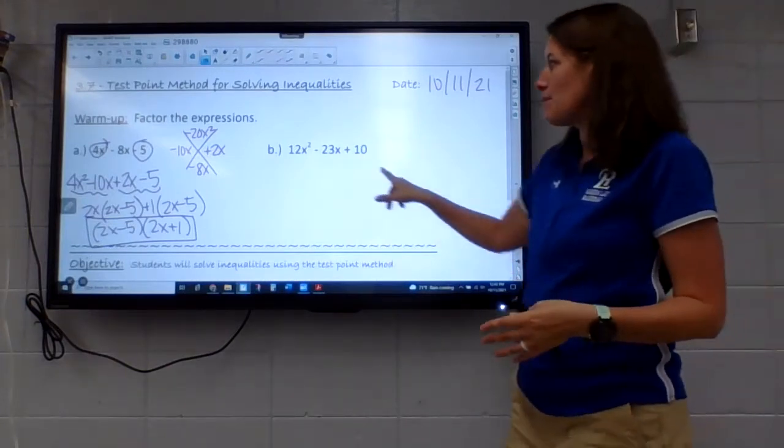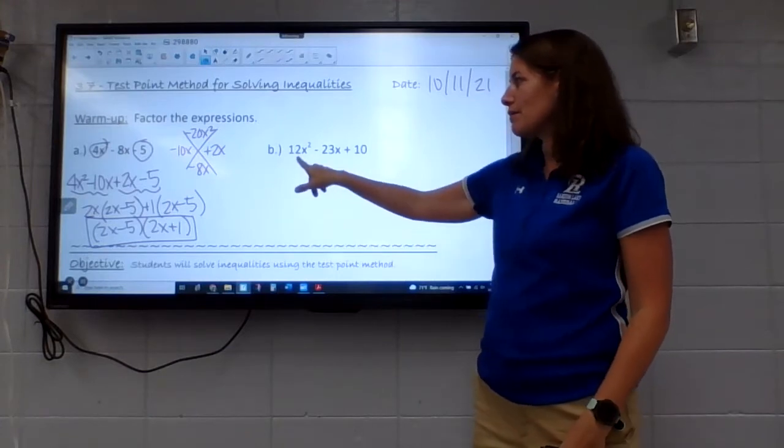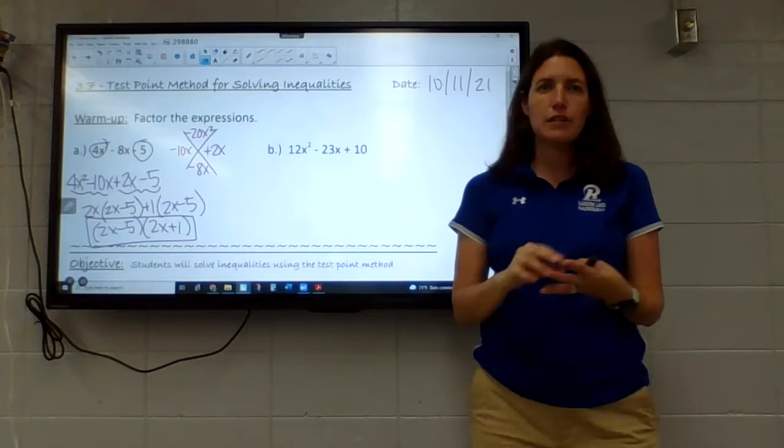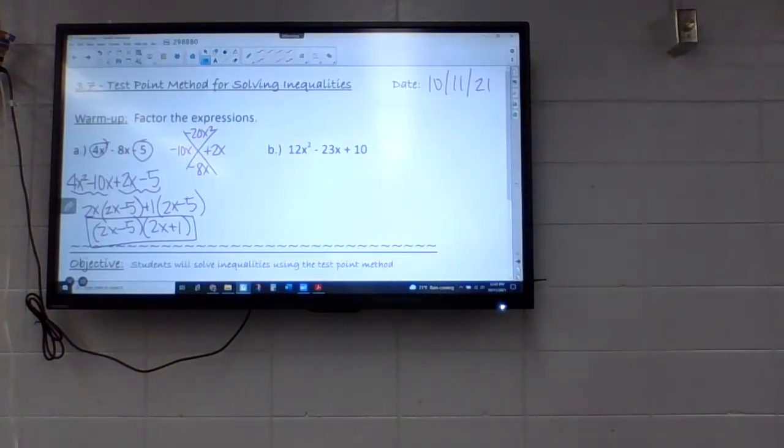Again, same thing for letter B here. You could just start making lists of factors of 2 and 6, 3 and 4, 1 and 12, different combinations that work for 12. Then you have to do the same thing for 10, and then you have to FOIL.